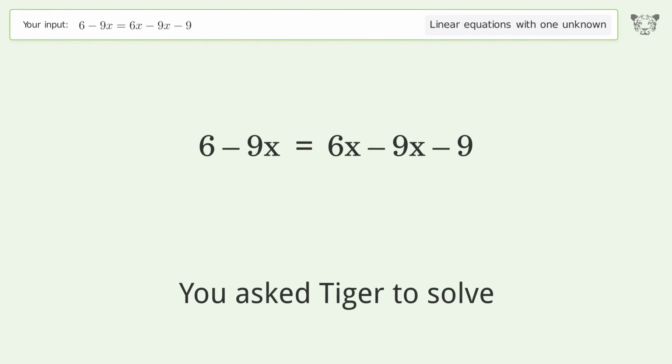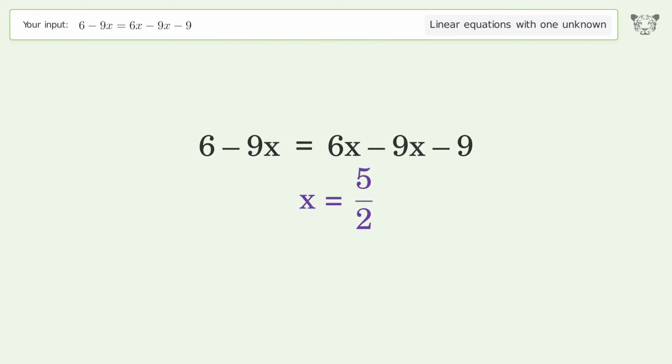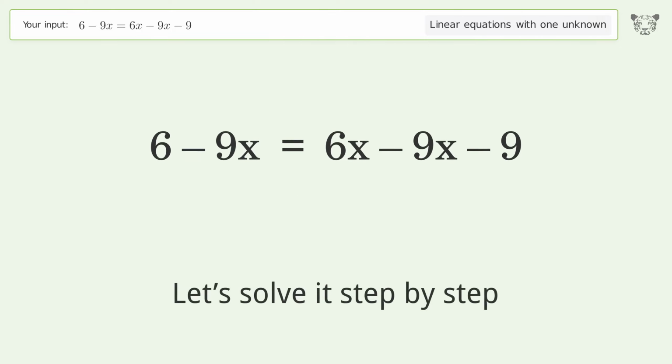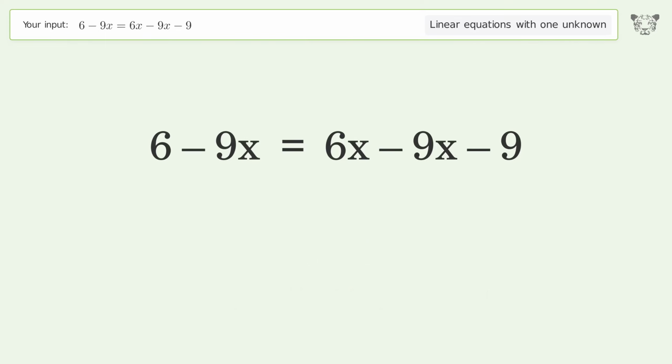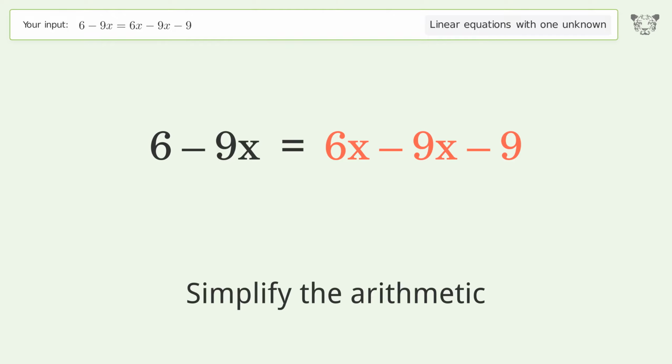You ask Tiger to solve. This deals with linear equations with one unknown. The final result is x equals 5/2. Let's solve it step by step. Simplify the expression. Simplify the arithmetic.